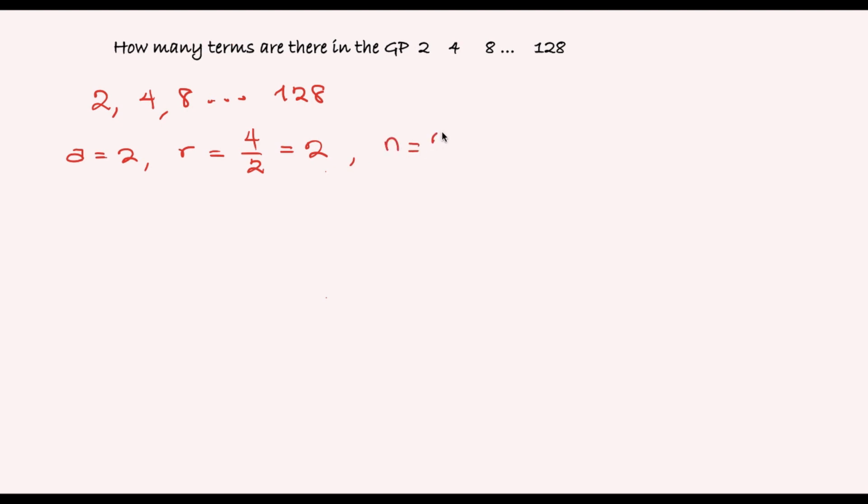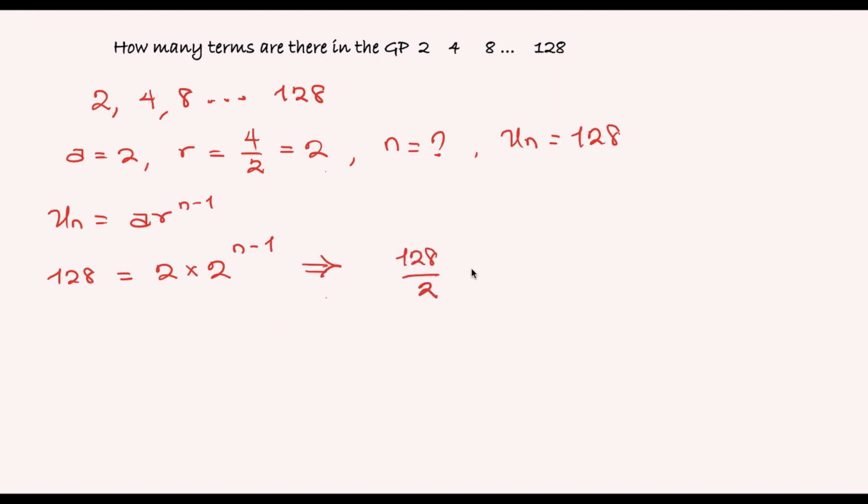Here we do not know n. n is what we're looking for. But we know that un is equal to 128. So you would recall un equals a r raised to power n minus 1. So here we have that our un, 128, equals a, which is 2, multiplied by our r, which is also 2, all raised to power n minus 1. So if we divide both sides by 2, we have 128 divided by 2 is equal to 2 raised to power n minus 1. And this is equal to 64 equals 2 raised to power n minus 1.